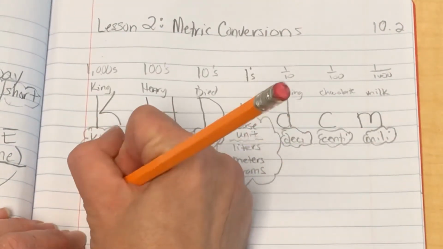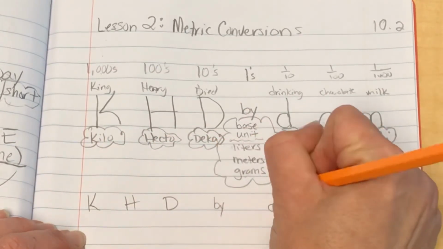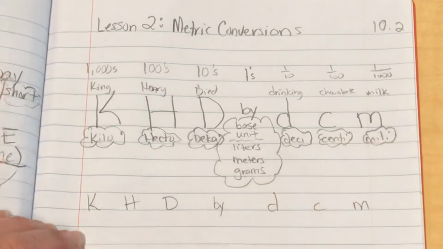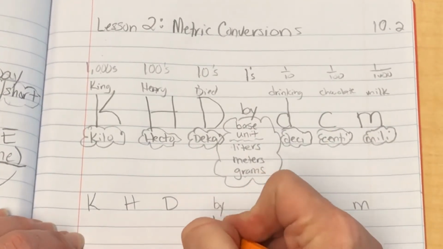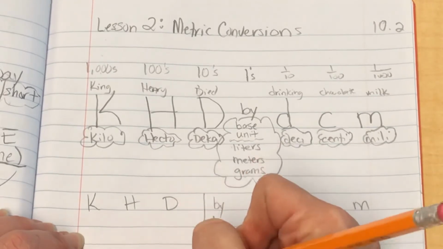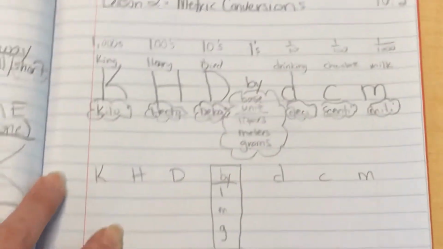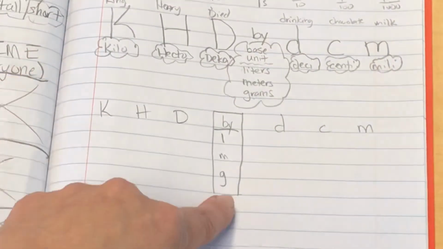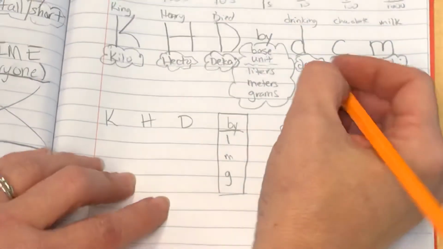Okay, so we're going to just go ahead and, again, rewrite it because it's extra practice. King Henry died by drinking chocolate milk. And I'm going to do my base units. Liters, meters, grams. Oh! And I always do it like that. So I have my base, my root words boxed out, okay? Now I'm just going to fill in.